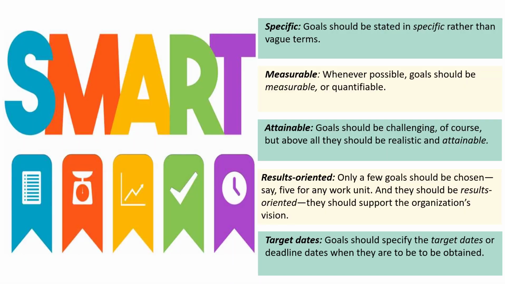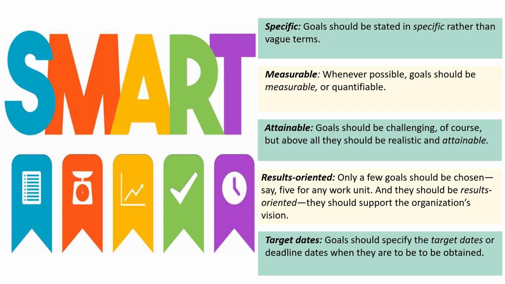Typically in organizations, you're going to hear the term SMART goals. SMART stands for specific, measurable, attainable, results-oriented, targeted goals. So I'll break down what each of these stands for. When we look at the realm of specific goals, these should be stated in specific rather than very vague terms. The goal stated as, as many planes as possible should arrive on time, is just way too general.